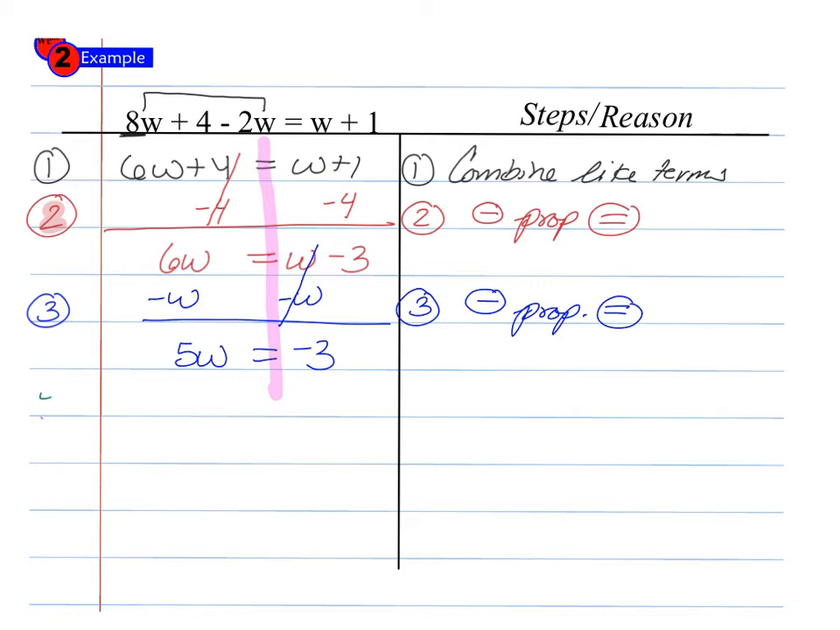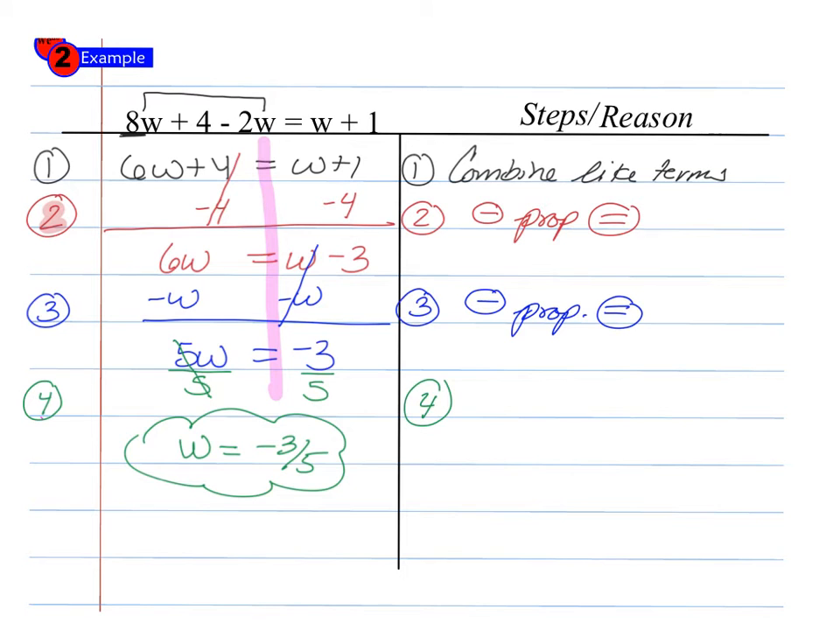And the last step, step 4, is divide both sides by 5. The 5 is reduced to a 1, and I get w is equal to negative 3/5. And since I divided both sides by 5, that's the division property of equality.